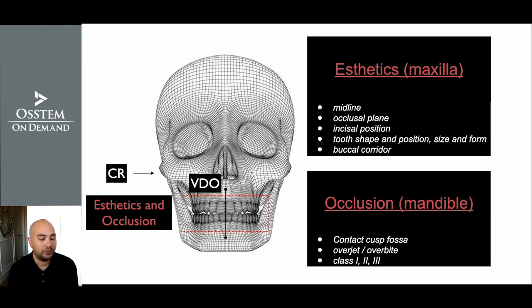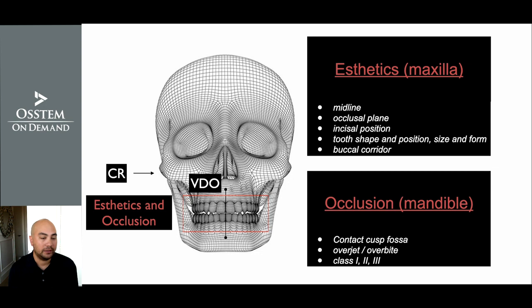In this picture, we see that first we start with the centric relation, so achieving the relationship between the maxilla and the mandible, followed by the vertical dimension, and then the aesthetic and occlusion parameters, which are inside this red perimeter.